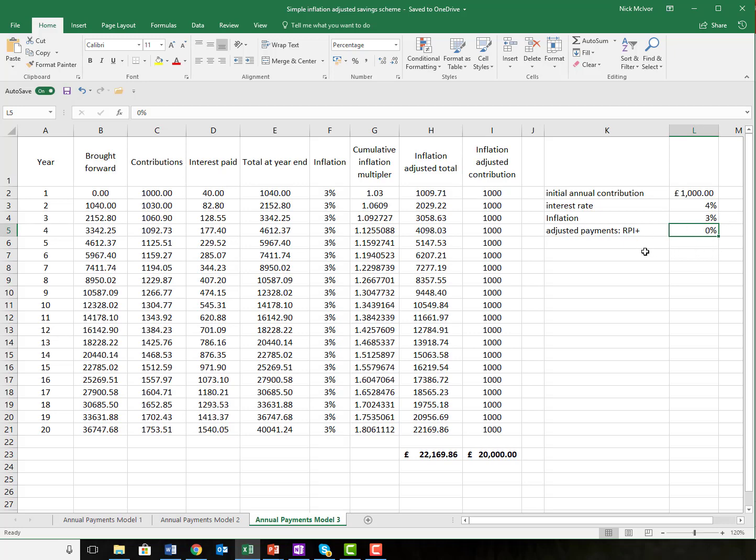I've suggested that I am always going to increase the rate of my contributions by at least the rate of inflation. So I put in adjusted payments, RPI plus. This is the amount over RPI inflation that I'm going to increase my payments by every year. In this initial model, I've said my payments are simply going to keep pace with inflation. So I'm not adding any extra money in.